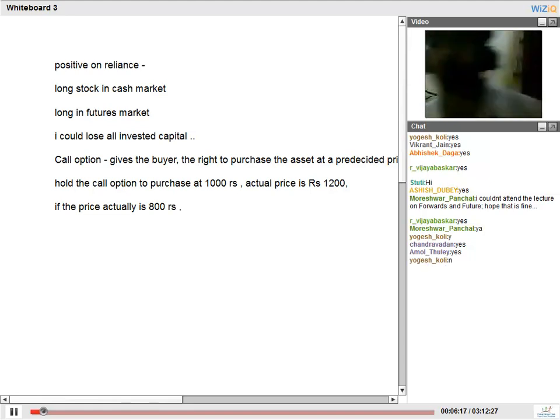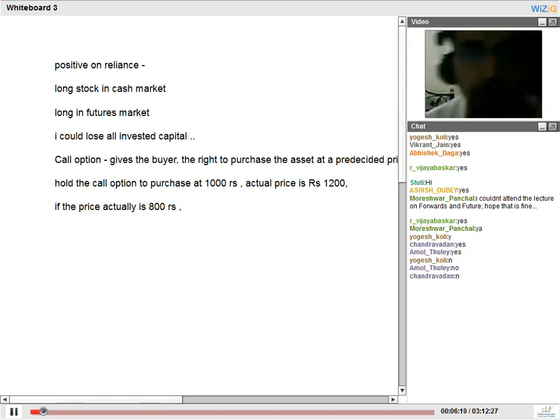That is, will I purchase from the counterparty at a pre-decided price of 1,000? The actual price is 800, so I will rather purchase from the market at the price of 800 than purchasing from this counterparty at a price of 1,000 rupees. So I will not exercise the option.